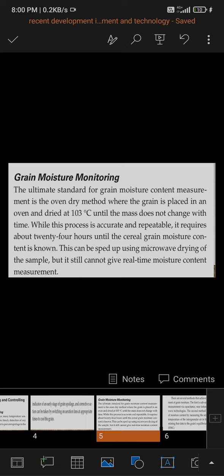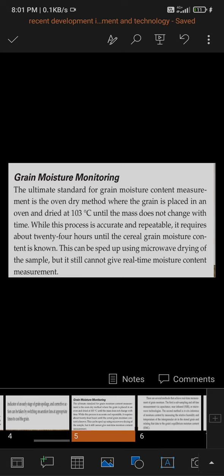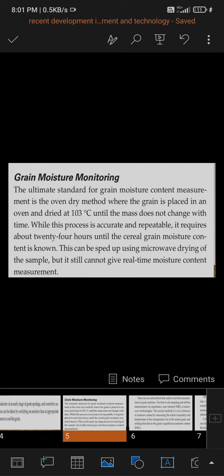Grain moisture monitoring. The ultimate standard for grain moisture content measurement is the oven dry method, where the grain is placed in an oven and dried at 103 degrees Celsius until the mass does not change with time. While the process is accurate and repeatable, it requires about 24 hours until the cereal grain moisture content is known. This can be sped up using micro drying of the sample, but it still cannot give real time moisture content measurement.